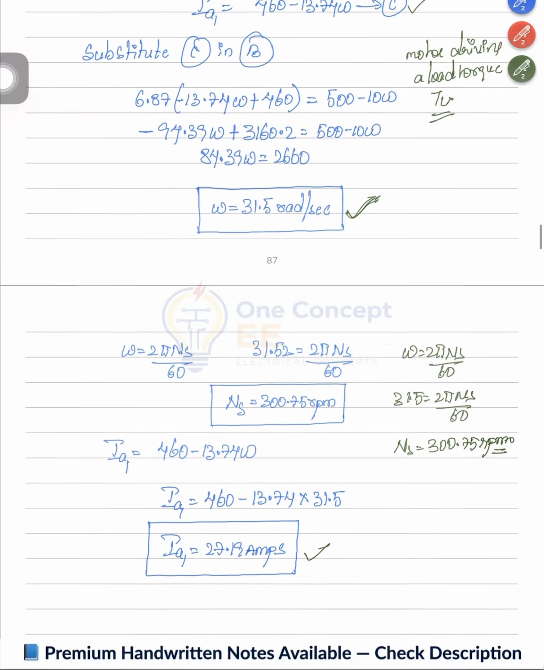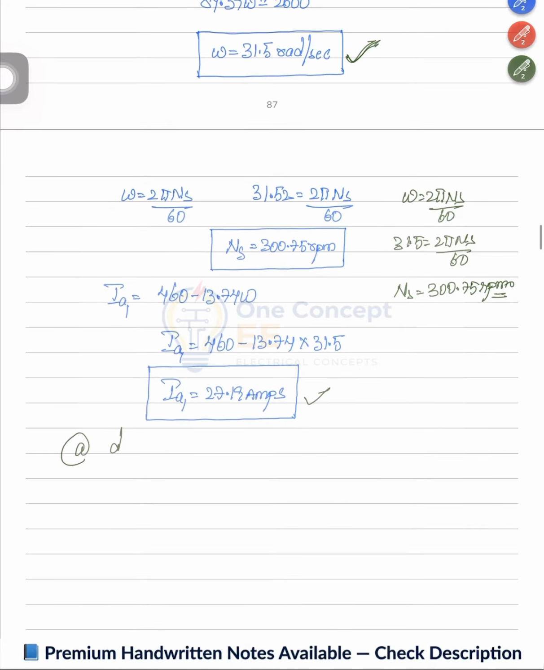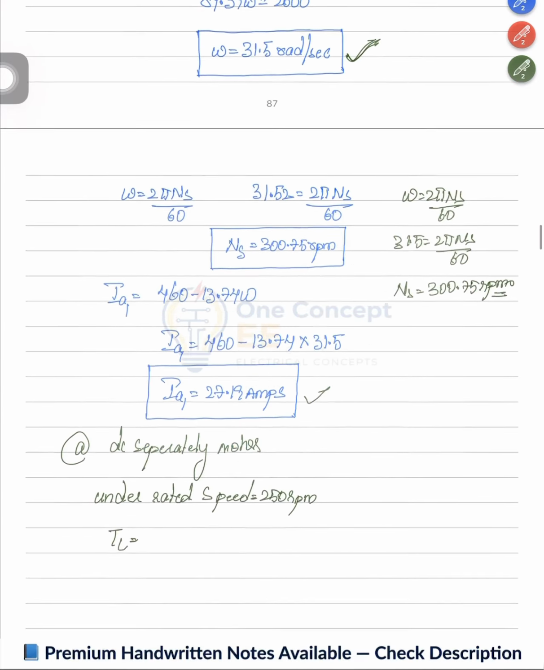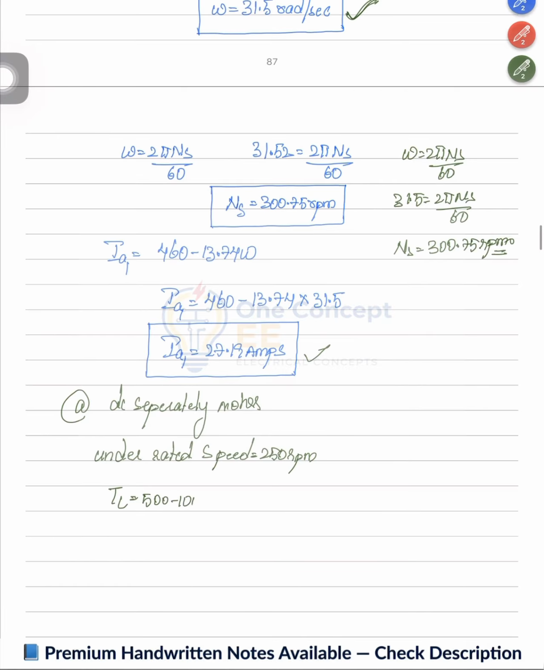Let's summarize the data here. Given it is a DC separately excited motor. Under rated condition, its speed is around 250 rpm. Now it is driving a load torque whose expression is 500 minus 10 omega. When this DC separately excited motor drives this load torque, its speed will become 300.75 rpm and it draws an armature current of 27.19 amps.